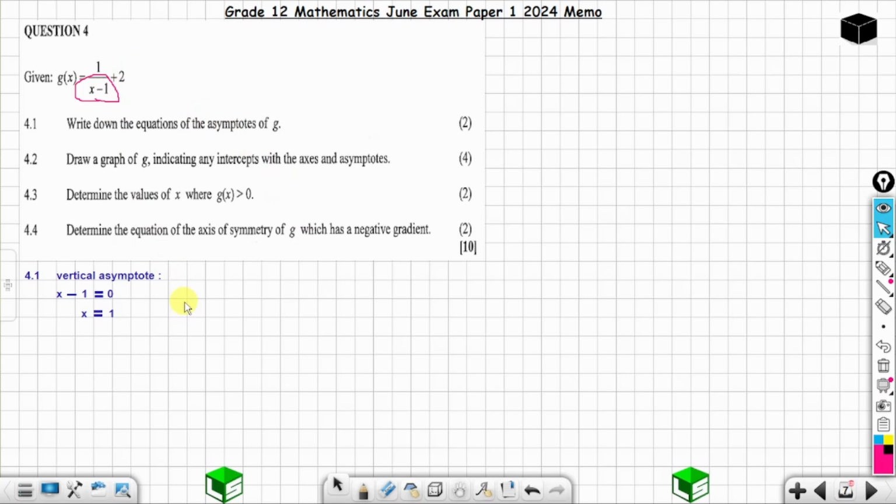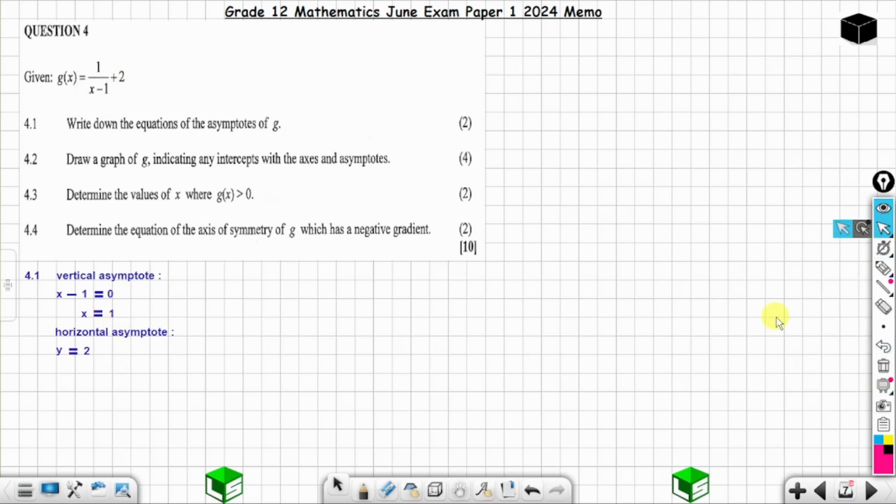And a hyperbola has got a horizontal asymptote. So the horizontal asymptote, you have y is equal to, you are going to take what you have there. So y is equal to 2, whatever you have there, whether negative or positive, y is equal to what you have there. This is your horizontal asymptote.